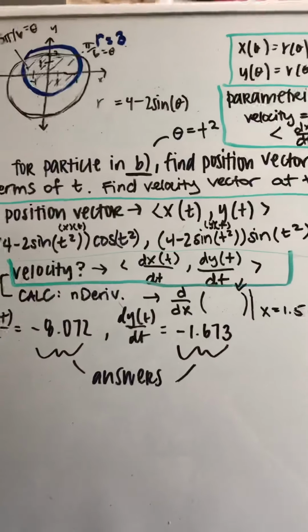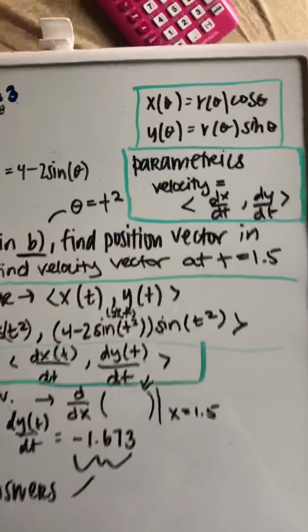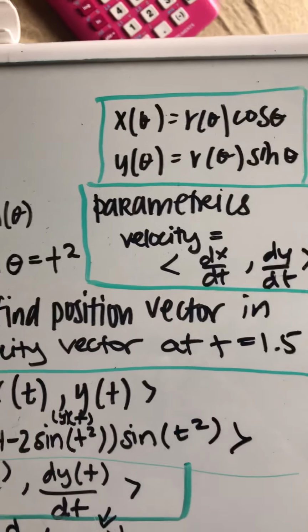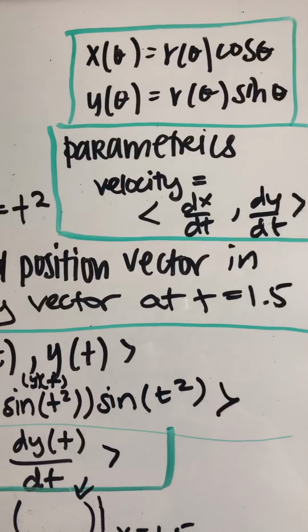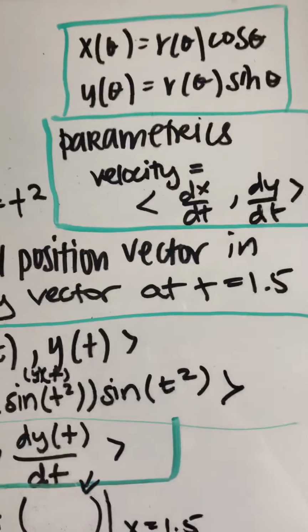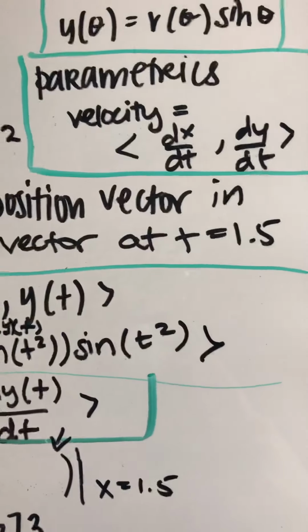So basically that's just how you do it. You're basically using your calculator for a lot of this, but you want to make sure that you know these givens. They're not given to you in the problem, but you should have these memorized: your conversion from polar to your x and your y, and then your parametric equations and how to find the velocity.